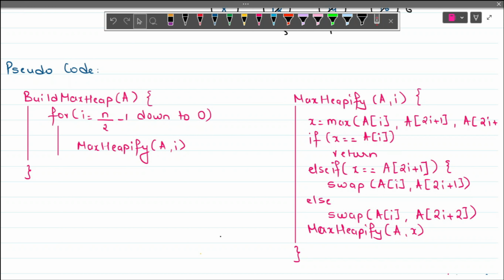My name is Samir and today we are going to analyze the time complexity of building a Max Heap. In the previous lecture I have shown you how to build a Max Heap using an array and its pseudocode. Now let's analyze the pseudocode.